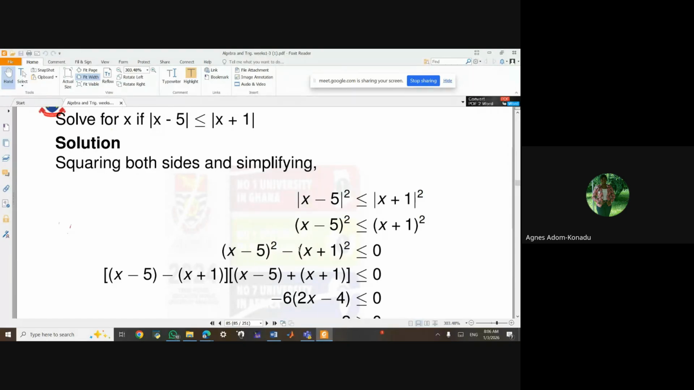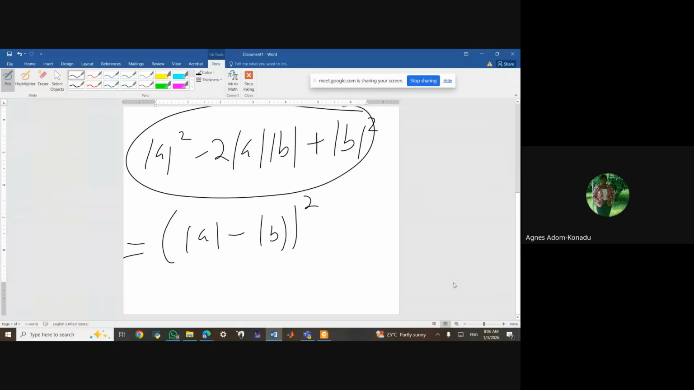You can just open brackets, whichever way you want to solve it. It's not by force that you use my method. You can expand this one, expand this one, simplify, and you're going to get the same thing. But I'm seeing this as a difference of two squares, something like a squared minus b squared. If it is a squared minus b squared, I can write it as a minus b and then a plus b.